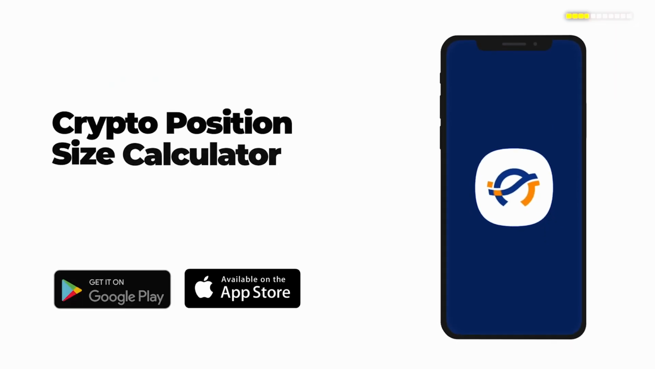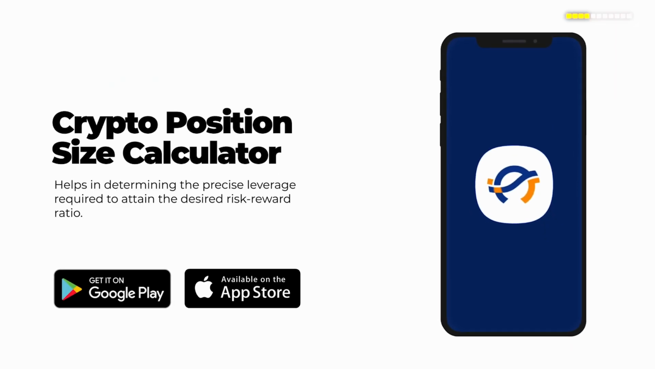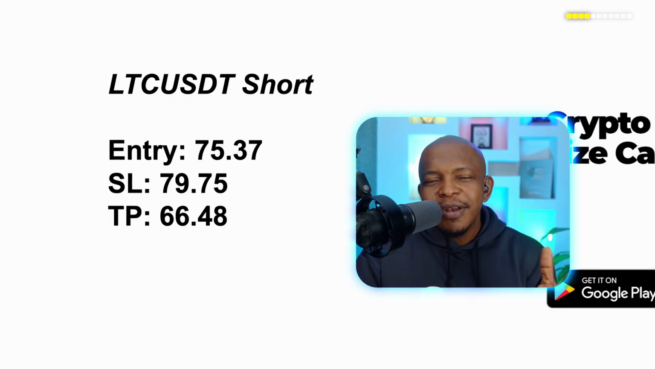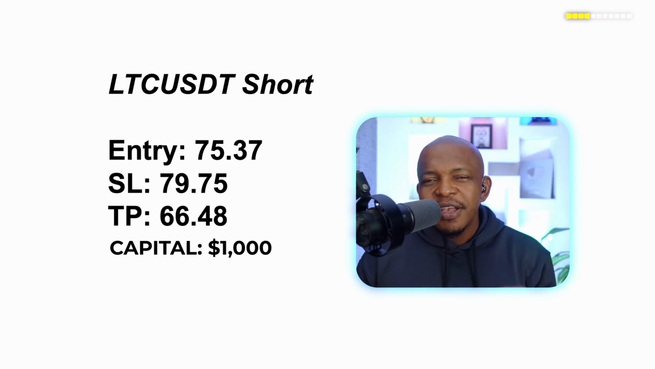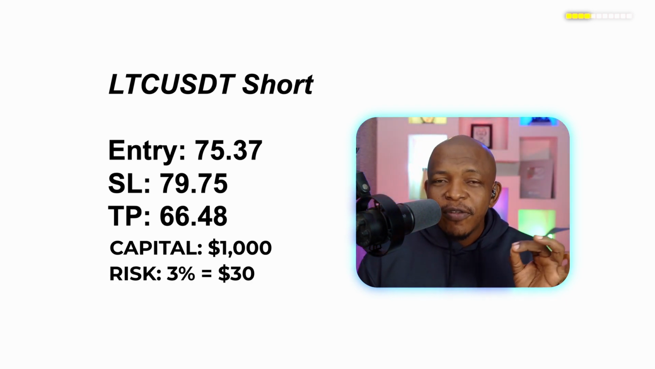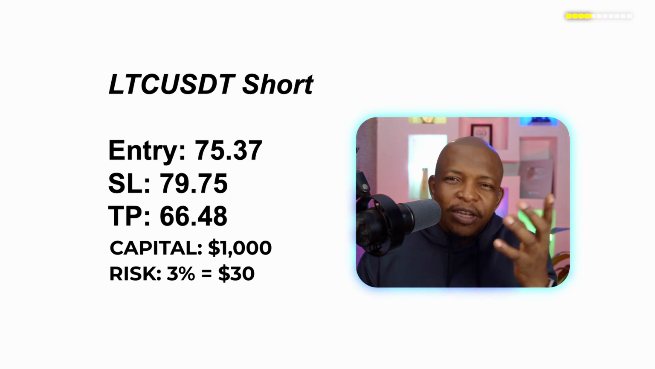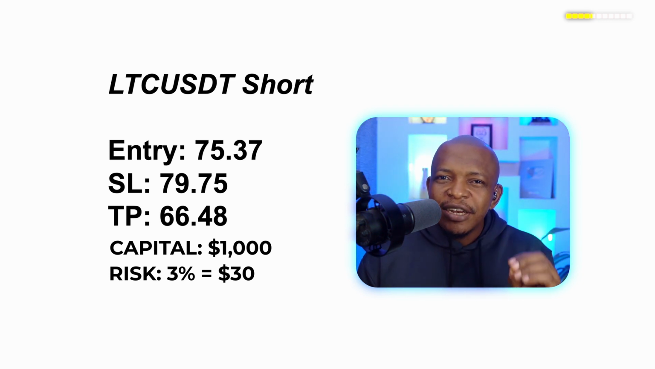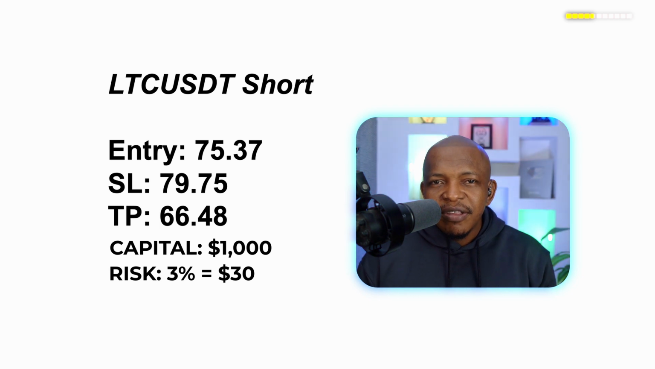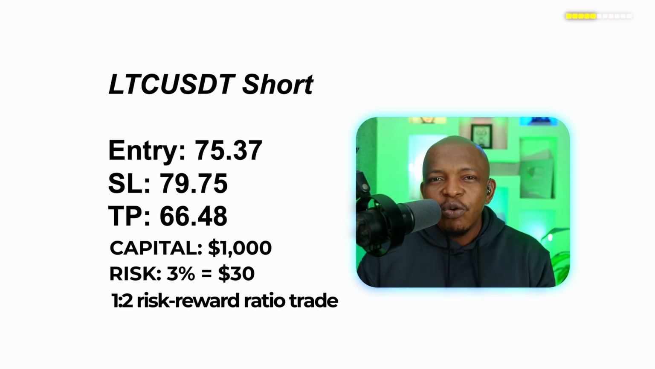What the Crypto Position Size Calculator does is help me know the exact leverage to use to achieve my risk reward ratio. Now, let's say my trading capital is $1,000 and I want to risk 3% of this $1,000 per trade, which is $30, and I generated this signal from my strategy. It's a Litecoin USDT. I'm going short. Entry is 75.37, stop loss is 79.75, and take profit is 66.48. This is a 1:2 risk reward ratio.